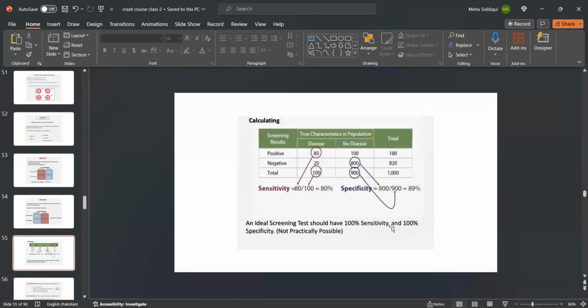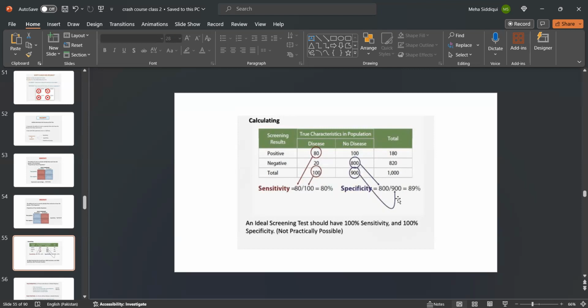This is how we are calculating sensitivity. That is 80, that is true positives, and we are putting all those who are diseased as denominator, and the sensitivity here is 80%. And for specificity, we will put true negatives as numerator, and all those who are not diseased will be put as denominator, and this is how we will calculate specificity.